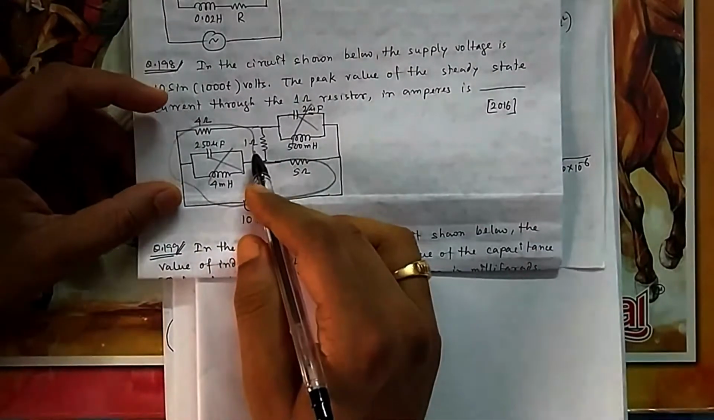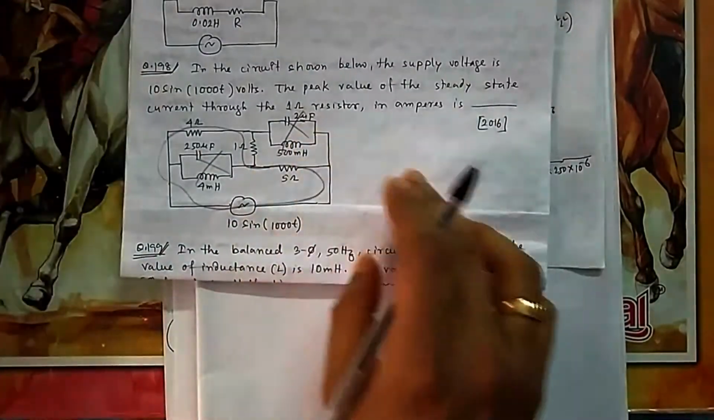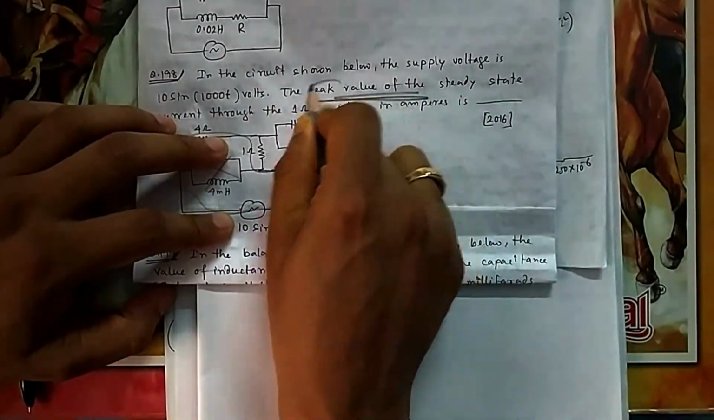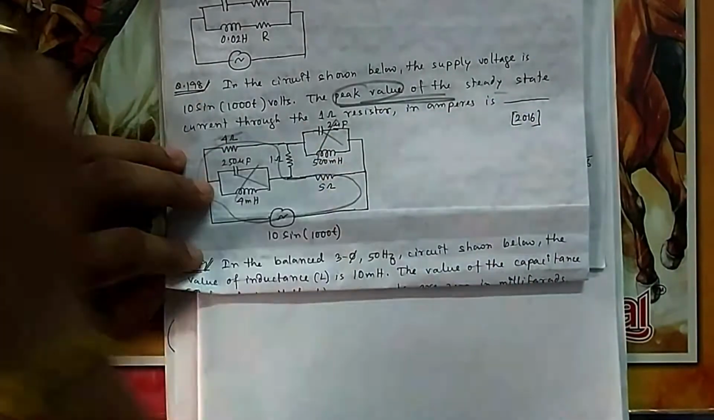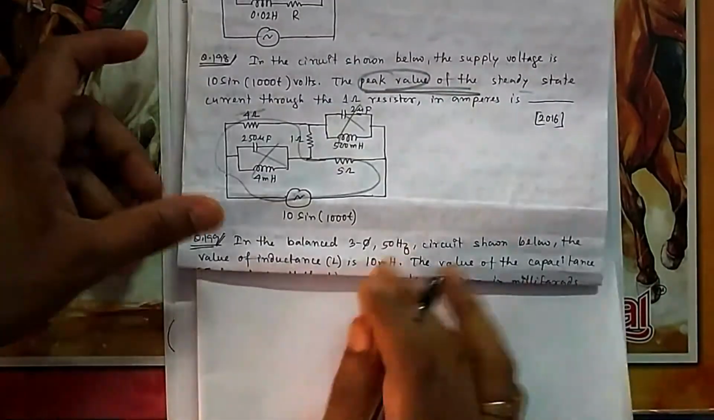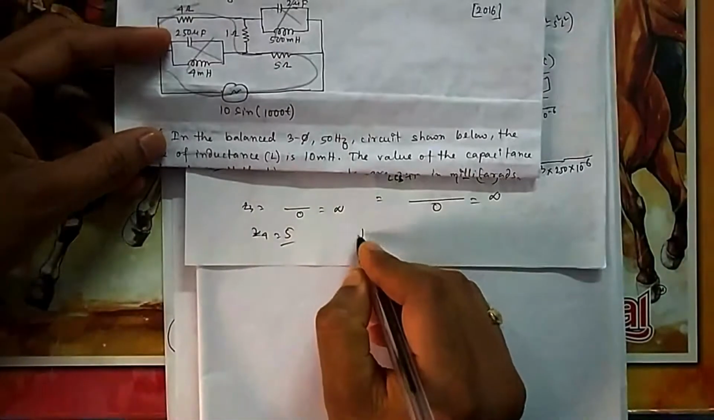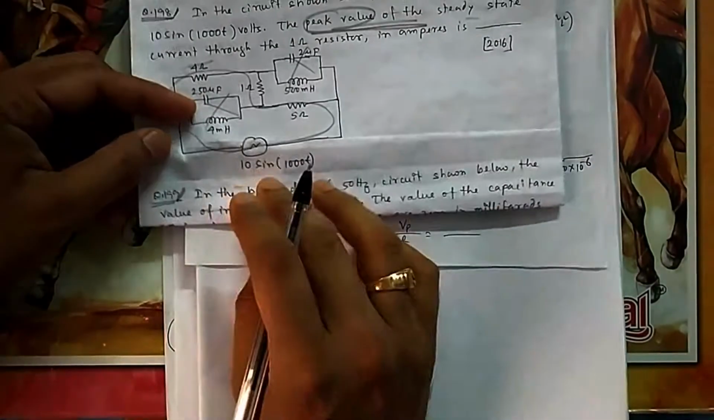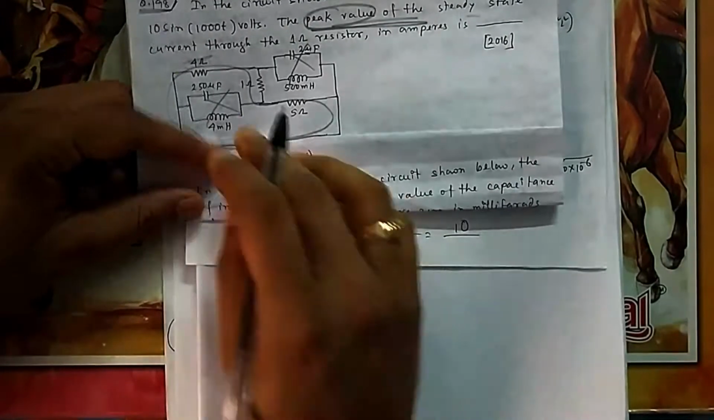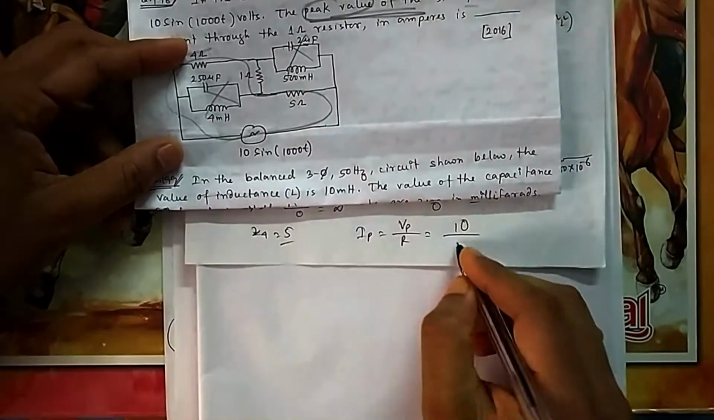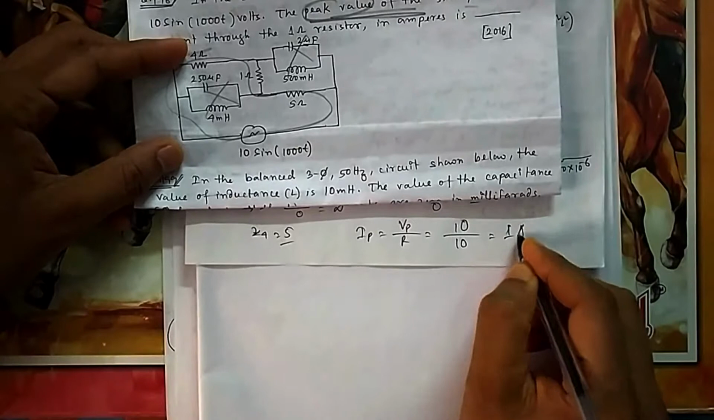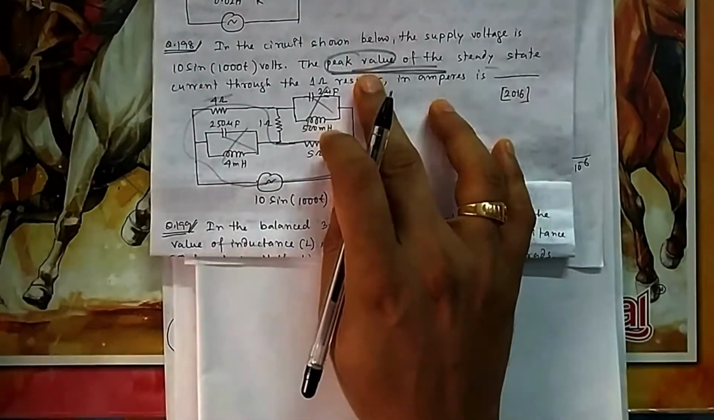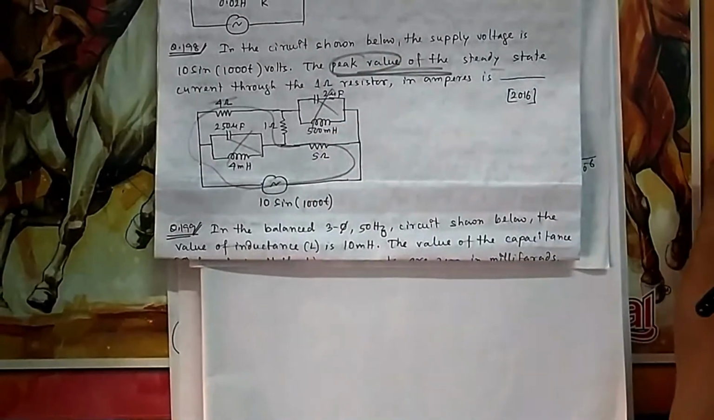So now you can easily find what will be the current, and they are asking you, you should be very careful, they are asking the peak value of the supply steady state current. So what is the peak value of the current? I peak will be equal to the peak value of current they are asking. Therefore V peak divided by total resistance. What is the peak value of voltage? 10. What is total resistance? 4 plus 1, 5, 5 by 5, 10. That is 1 ampere. So you have to be careful. Either they are asking RMS value, peak value, average value, what they are asking, you have to be very careful with that.